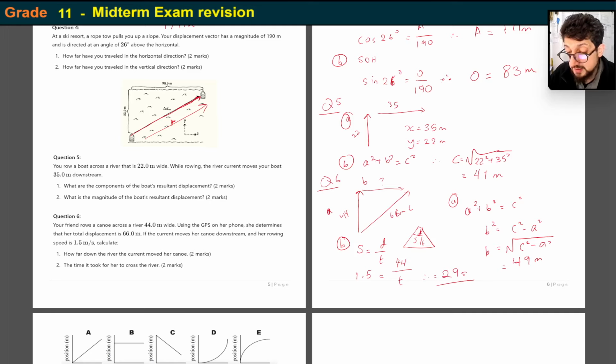So 29 seconds to cross the river. Okay, and that's those sorted. Let's keep going.